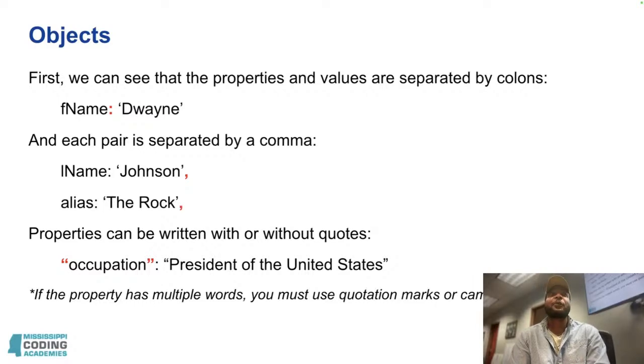Properties can be written with or without quotes. So that was a question about the quotations around the property. You can see right there, occupation was written in quotes, and that's okay. That's valid. And then I have a star here, this little footnote. If the property has multiple words, you must use quotation marks or camel case. For the folks who are watching the video, my big head's in the way. That's camel case.